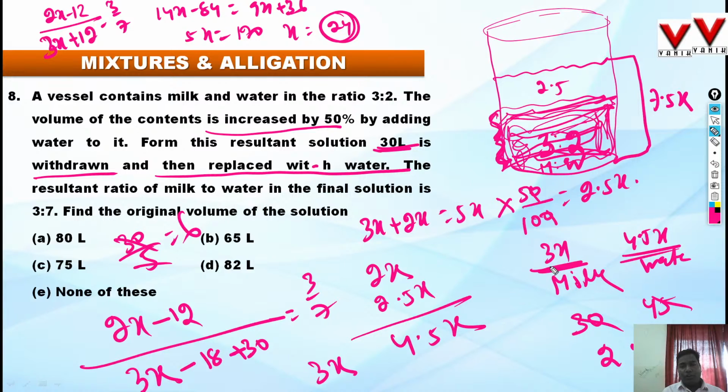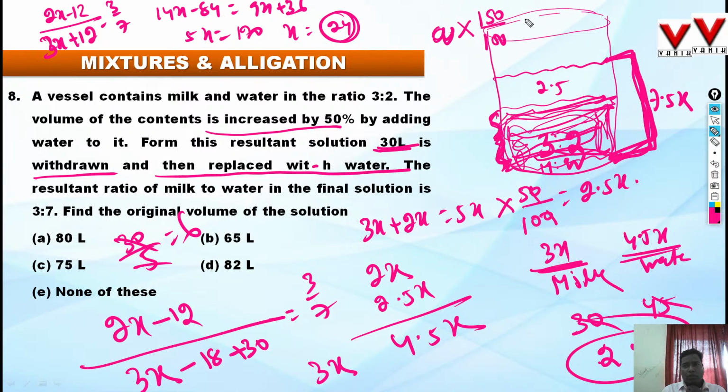But initially, suppose it is A liters. Its 50% increased volume is 150 by 100 times A, equal to 120. Then A is equal to 80 liters. Option A is our correct answer.